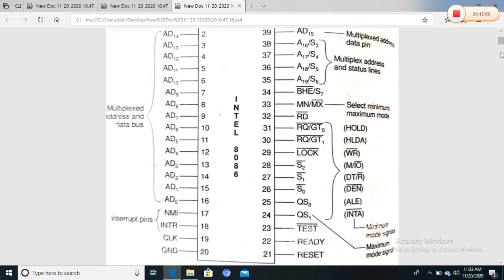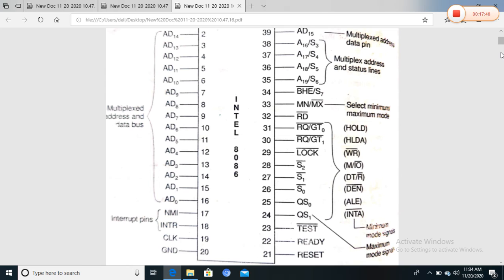Next is the clock. The clock input provides the basic timing for the processor and bus controller. The different versions of clock signals, from 5 megahertz to 10 megahertz, are generated externally; the processor itself does not generate the clock. For the processor, we connect the 8284 clock generator and generate clocks from 5 megahertz to 10 megahertz. That is the clock signal.